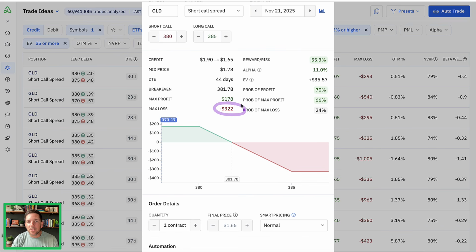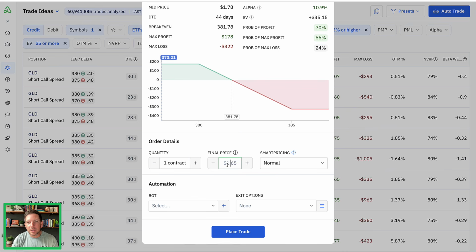Again, small position, $322 of risk, small position for my account. So let's try to get into it. What I'm going to do here is if I like this position, I'll try that final price right around where the price is trading. Actually, we can probably change it down to 175. That's where the market's trading right now. I'm still going to use normal smart pricing, just fast, which means it's going to try a couple prices around 175, but that'll be the final price that I select.